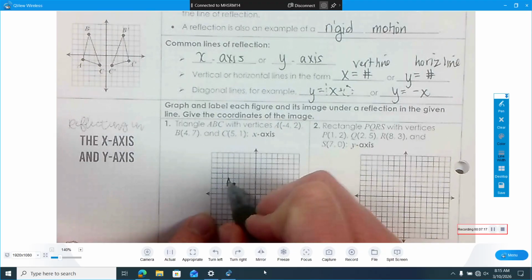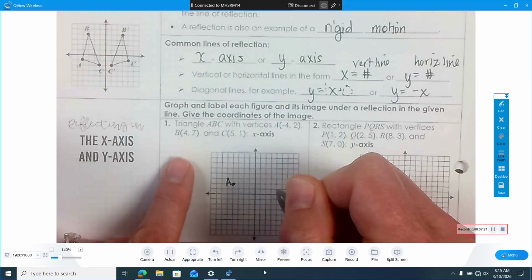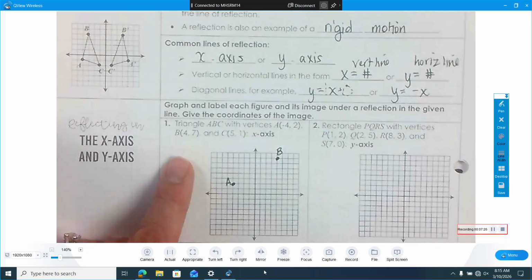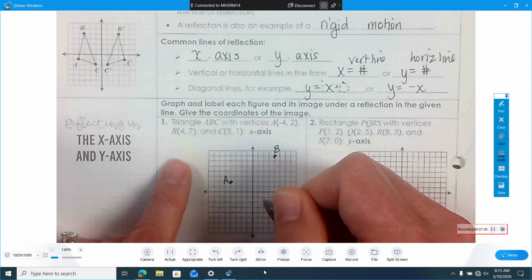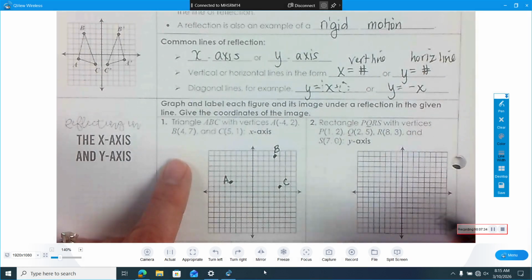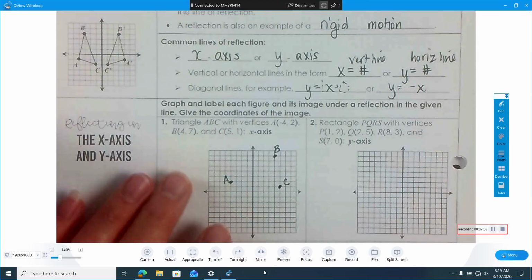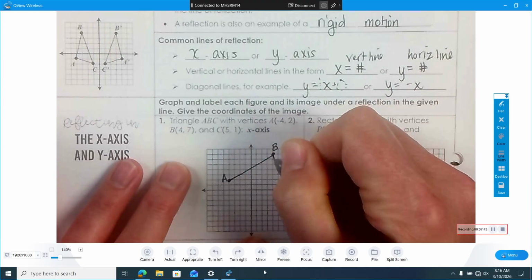That's A. B is at 4, 7. 1, 2, 3, 4. 1, 2, 3, 4, 5, 6, 7. So there's B. And C is at 5, 1. So go ahead and graph your 3 points there. This is the pre-image.